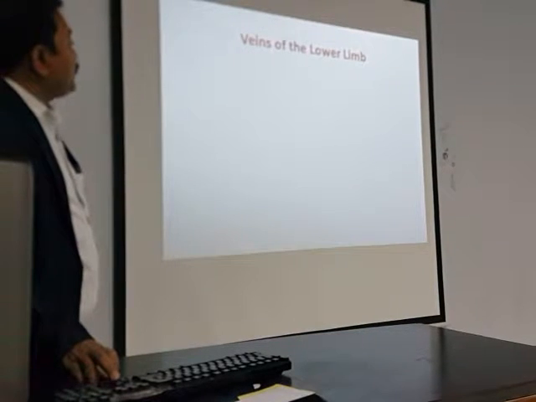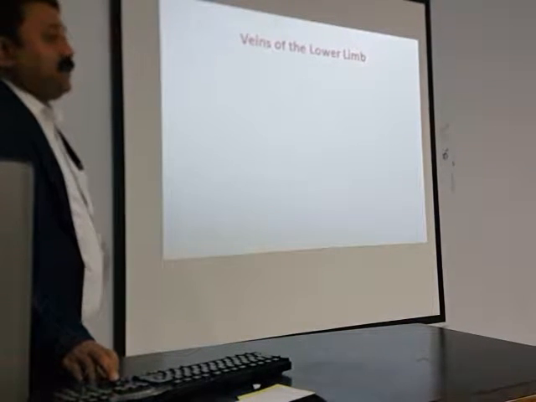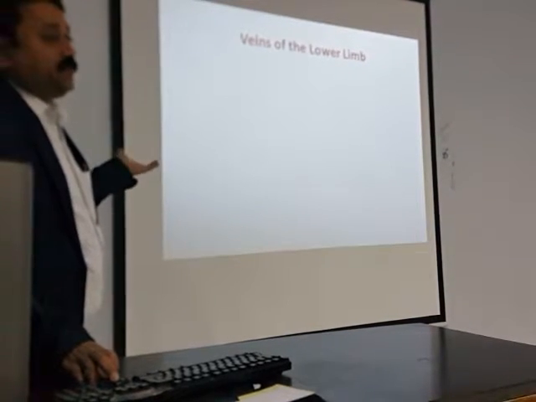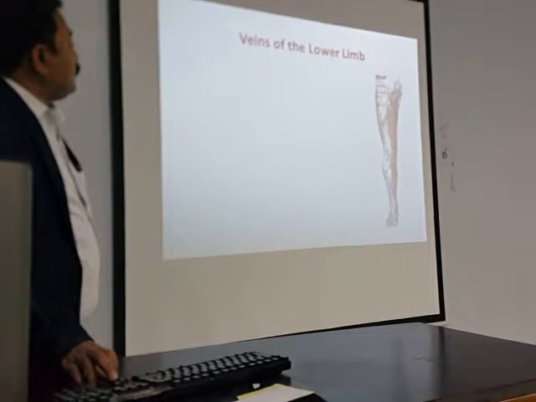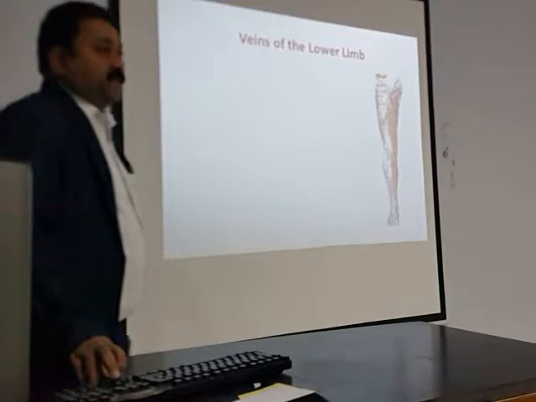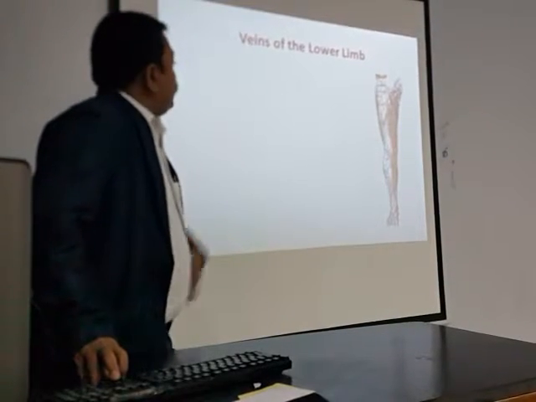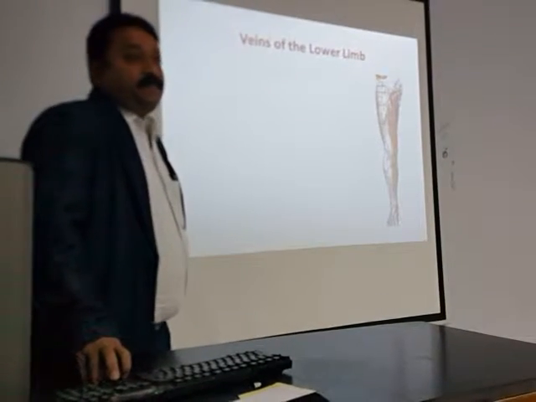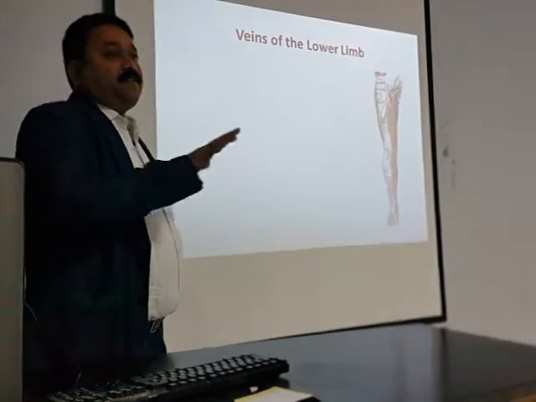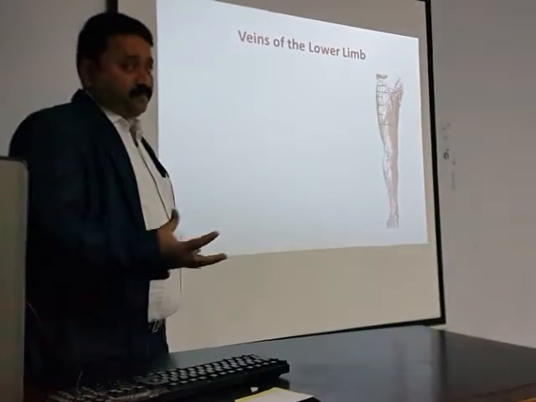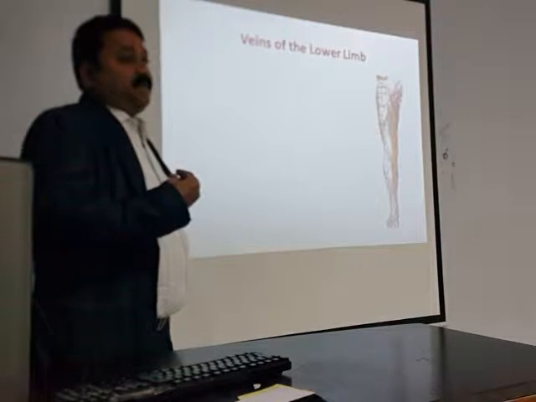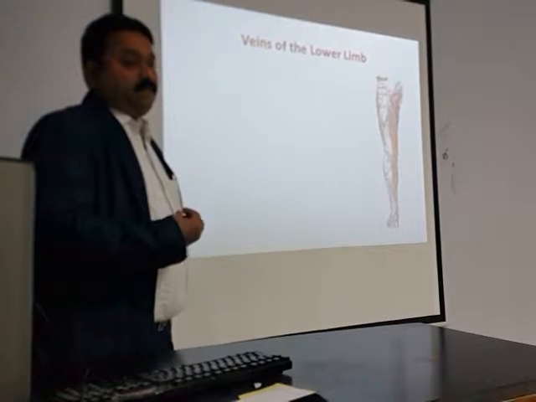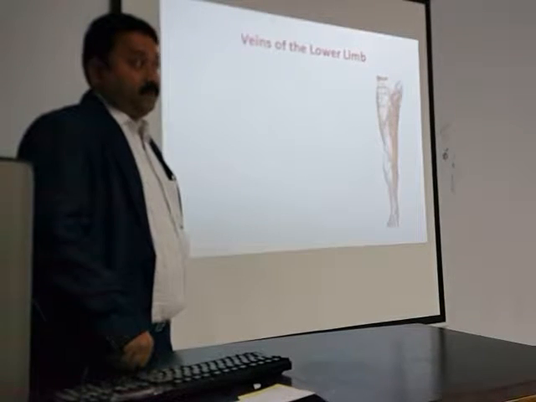Next is the veins of the lower limb. Again, it is divided into the superficial and the deep veins. What is the only difference in the venous drainage between the upper limb and the lower limb? What is that difference? It is the one that connects between the deep and the superficial. Yes, perforators are there.